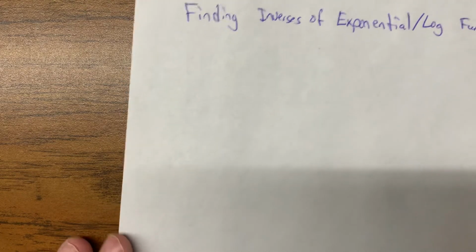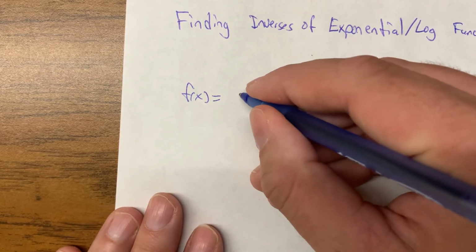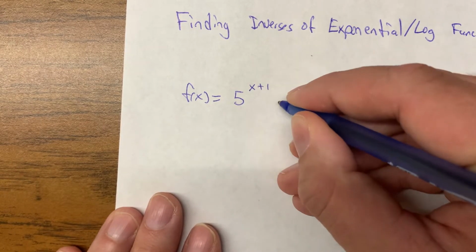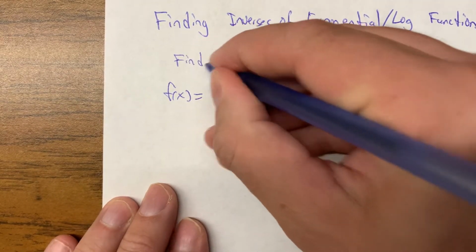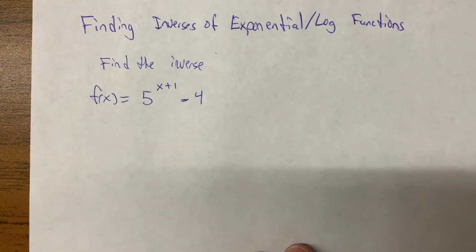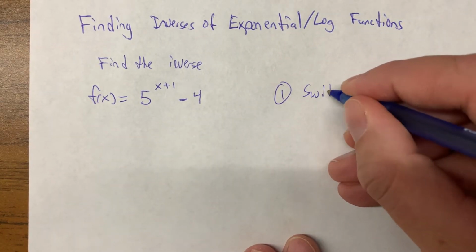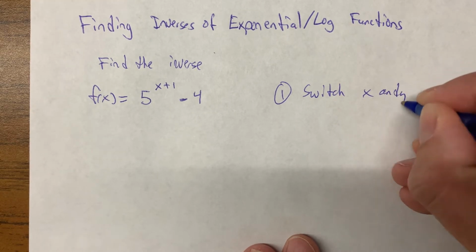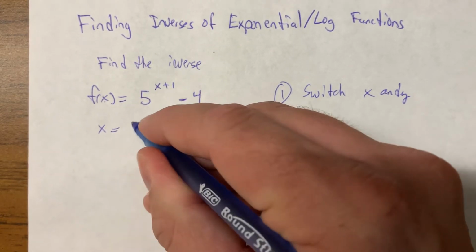Let's start by doing some inverse functions and making sure we can feel comfortable doing them. So let's start with f of x equals 5 to the x plus 1 minus 4, okay? We want to find the inverse. So in our notes, we want to make sure we have how to do this setup. So step 1, we're always going to switch x and y. So here's our y, it's going to become x. Here's our x, it's going to become y.